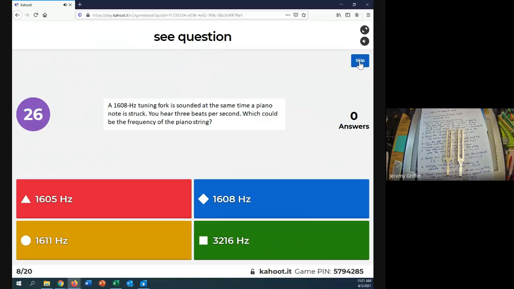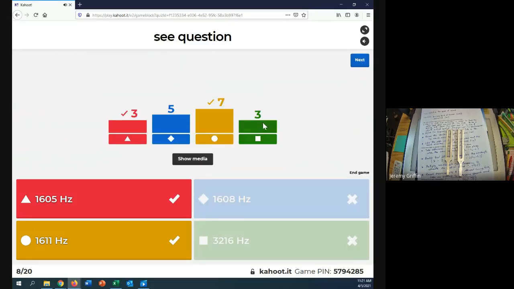So you've got a 1608 hertz tuning fork sounded at the same time as a piano you struck. You hear 3 beats per second. What could be the frequency of the piano string? We're trying to tune a piano. Okay, so either of these would have been good. Remember, the tuning fork was 1608 hertz. We heard 3 beats. Is it 3 less or 3 more? Well, that's ambiguous, so it could be either one of these.